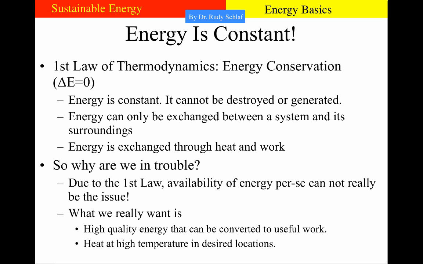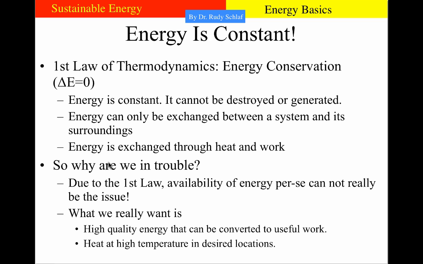I said it already several times, energy is constant, and that is commonly known as the first law of thermodynamics, the energy conservation. In short, delta E equals 0. So we cannot make energy or destroy it. We can only exchange it between a system and its surroundings, or between two bodies. The only ways we can exchange energy is through heat and work.